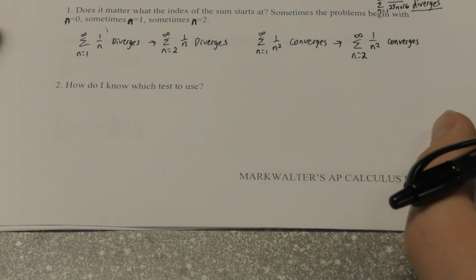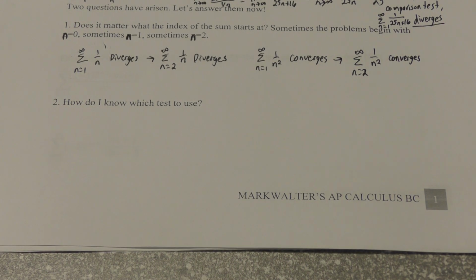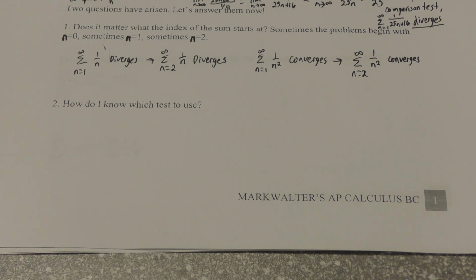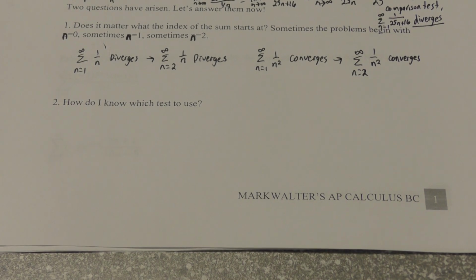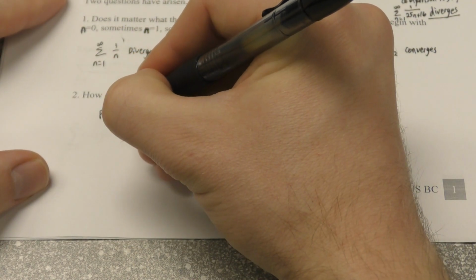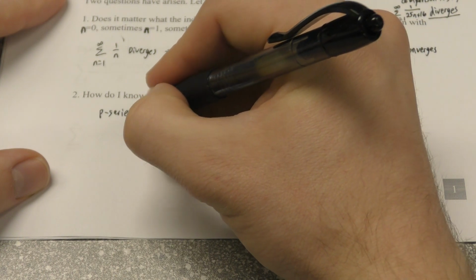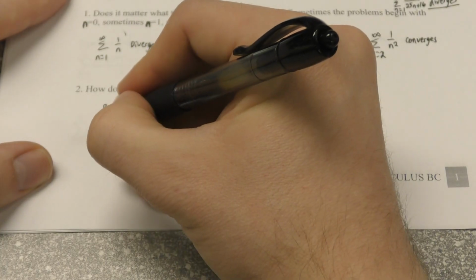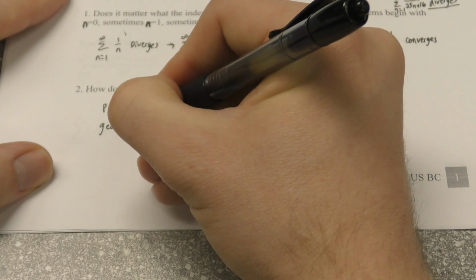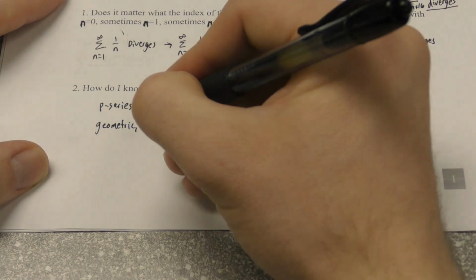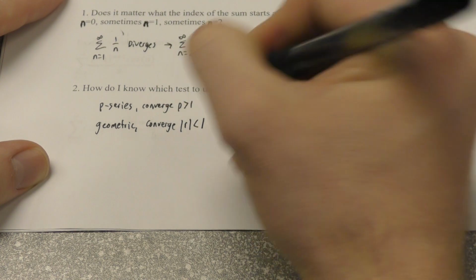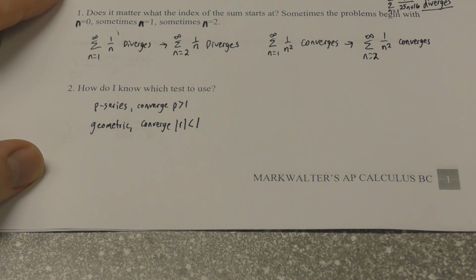The other thing that people are asking is, how do I know which test to use? That's a great question, and you're already thinking a few days ahead of me. We'll get a little more practice with determining what tests to use. For now, I would say that there are some foundational things. You should recognize and know p-series, and the fact that they converge when p is greater than 1. You should recognize geometric series, and the fact that they converge when the absolute value of r is less than 1. Those are kind of our foundational things.